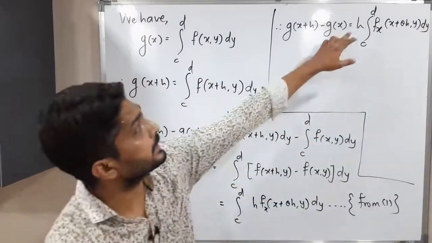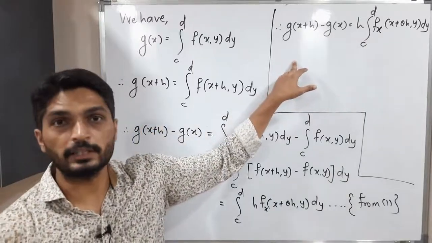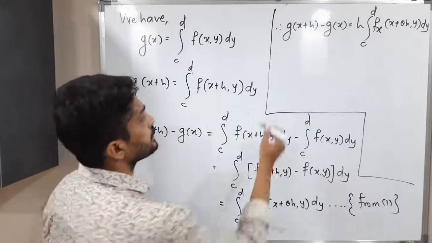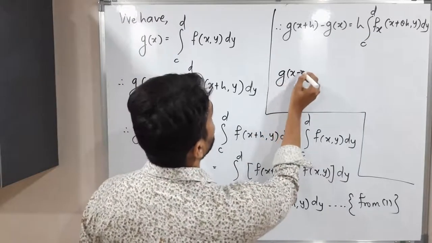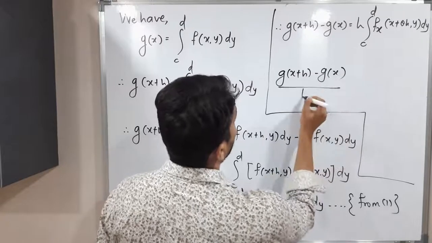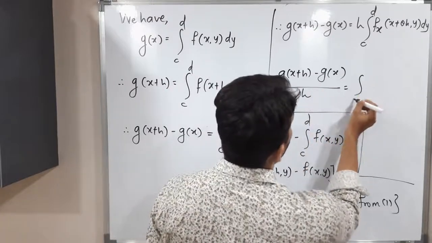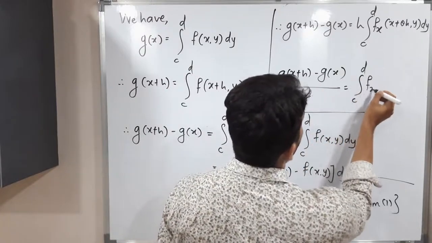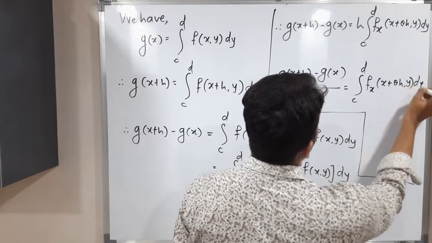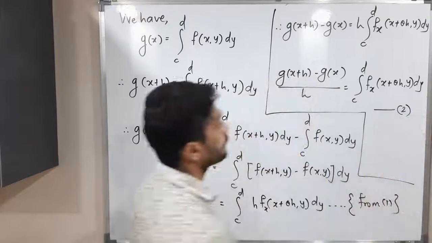Shall we shift this h to this side? Yes, definitely. Here we have a multiplication, so if you shift it here, we will have a division. So g of x plus h minus g of x divided by h is equal to the integration from c to d of fx at (x plus theta h, y) dy. I'm calling it equation number 2.